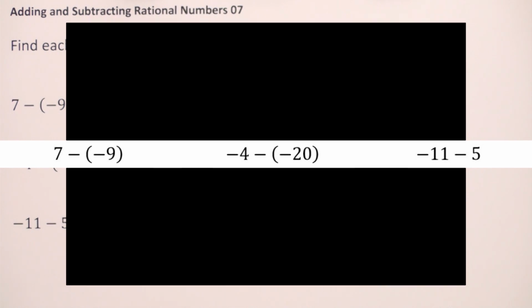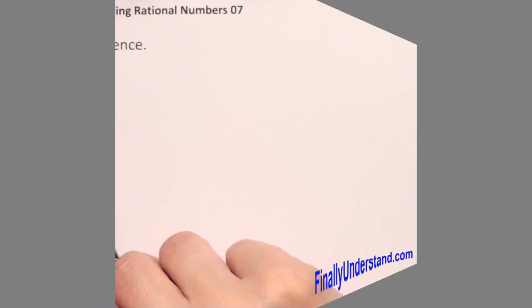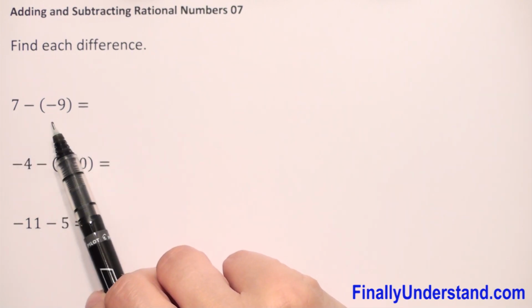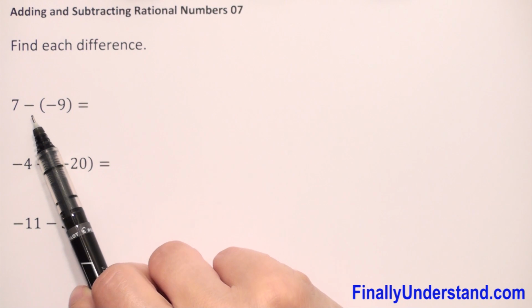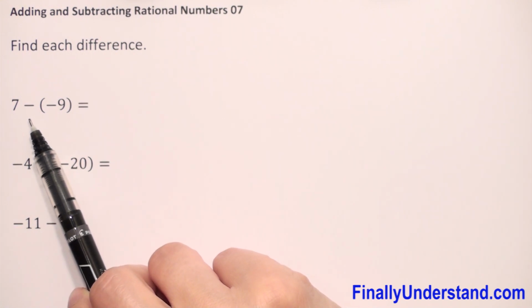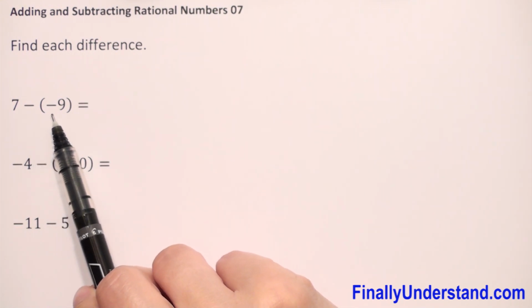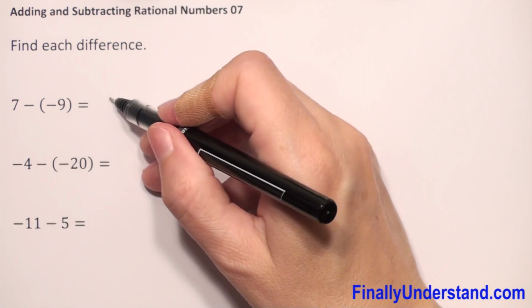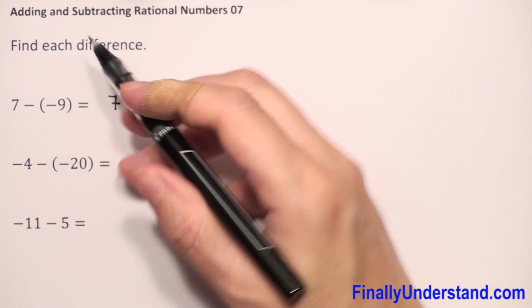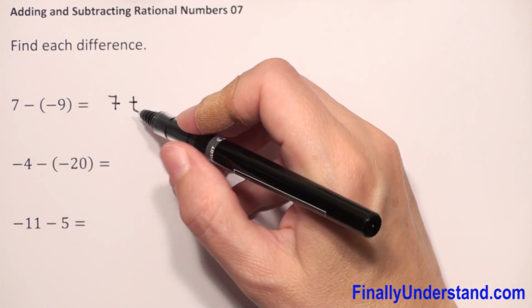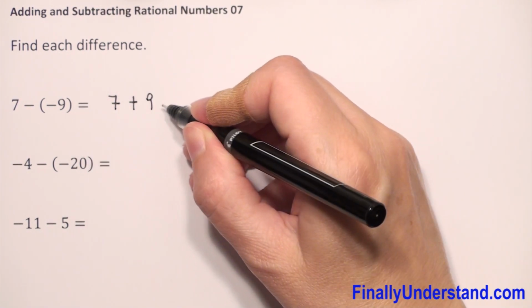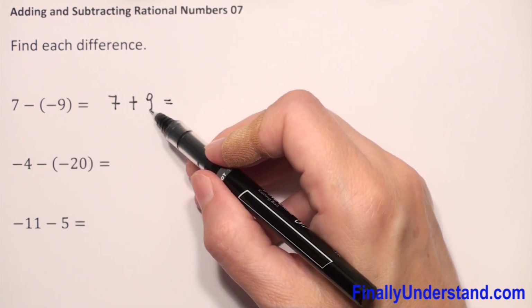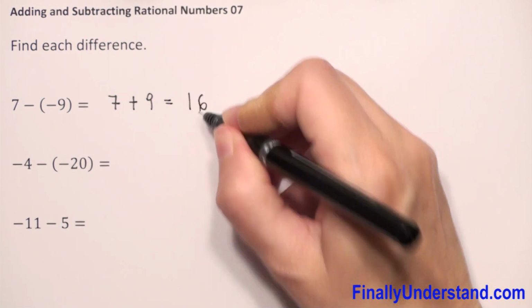We have to find each difference. In the first example, we have two integers to subtract. How do we do this? We change subtraction to addition of the opposite number. So we have 7, we copy, we change the negative sign to positive, and the opposite of negative 9 is 9. So this is equal, 7 plus 9 is 16.